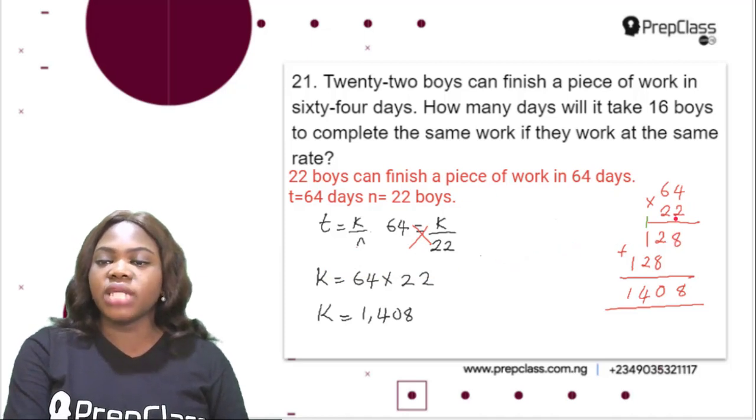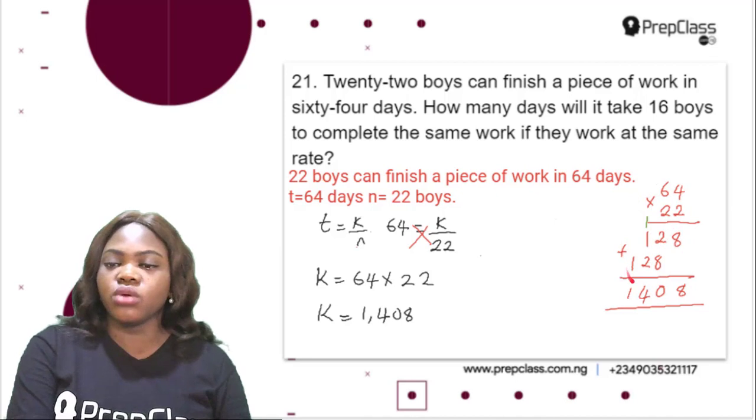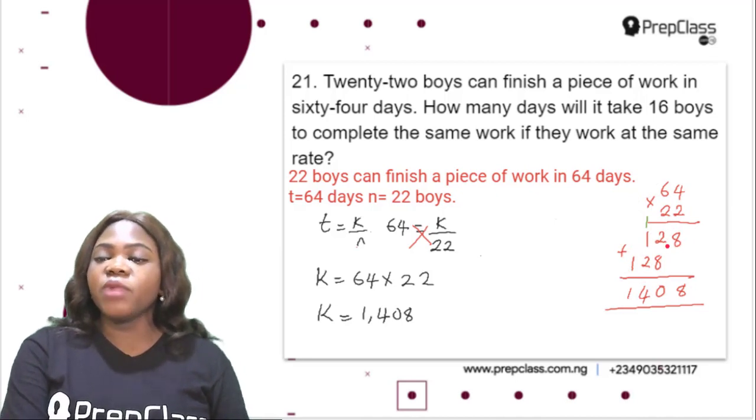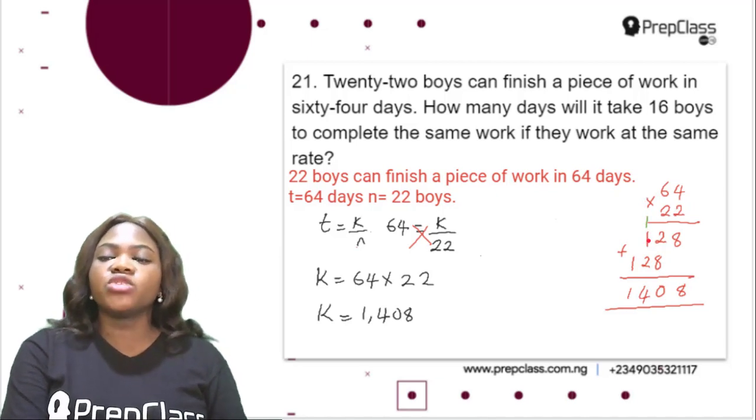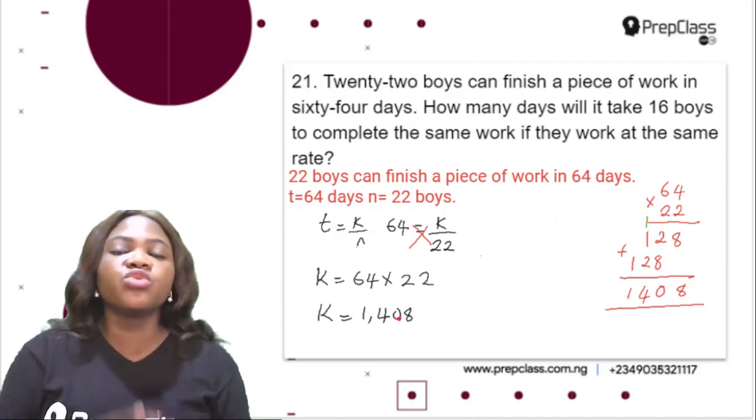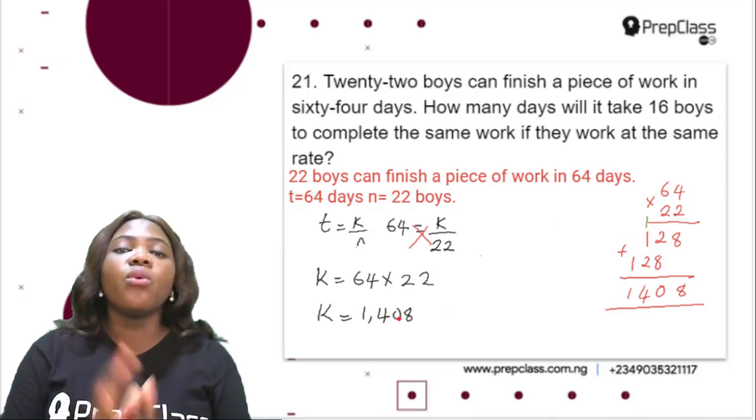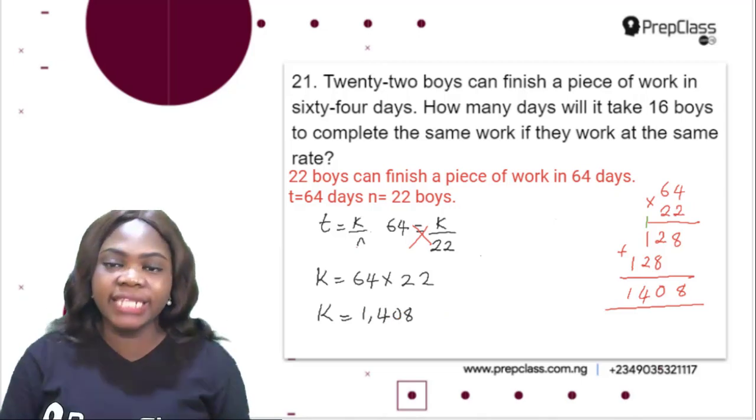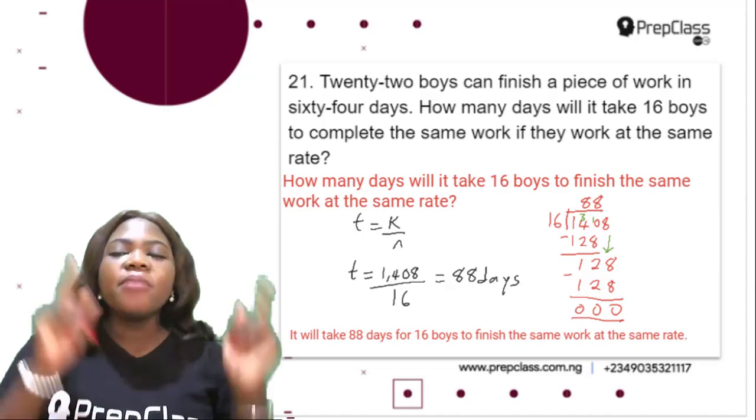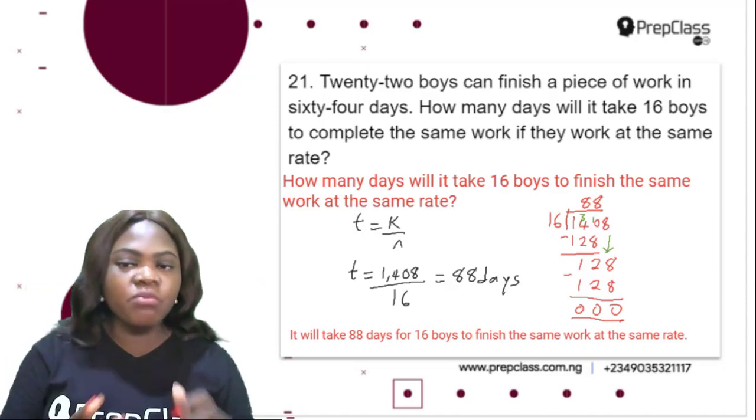We can do that here. 2 times 4 is 8, 2 times 6 is 12. Now let's add this together. 8 plus nothing is 8. 2 plus 8 is 10. Write 0, carry 1. 1 plus 1 is 2. 2 plus 2 is 4. Then 1 plus nothing is 1. So 64 multiplied by 22 is 1408. So the constant of proportionality is 1408.